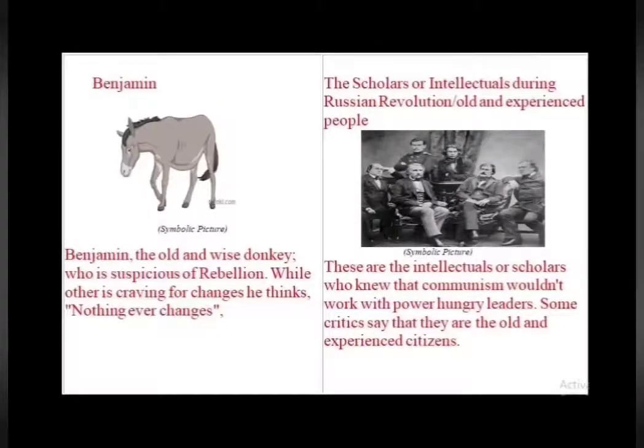Now it's a donkey called Benjamin, the old wise donkey who is suspicious of the rebellion. While others are craving change, he thinks nothing ever changes. Benjamin represents the scholars or intellectuals during the Russian Revolution, or old and experienced people who knew that communism wouldn't work with power-hungry leaders. Some critics say that they are the old and experienced citizens.